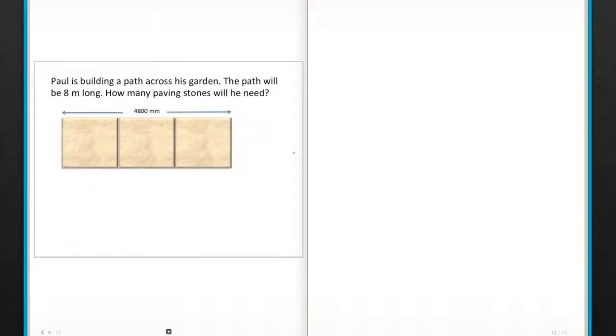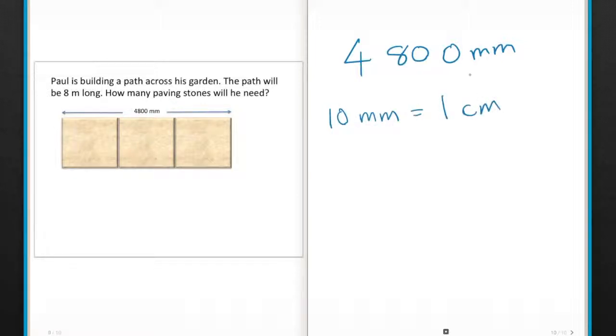Last question. He's building a path across the garden and he wants it to be 8 metres long. 3 stones are 4,800 millimetres. We're talking about metres, so I need to change this from millimetres. So if I get my 4,800 millimetres, remember that 10 millimetres equals 1 centimetre. So I need to get from millimetres to centimetres, 10 to 1. So I'm going lower, so divide by 10.